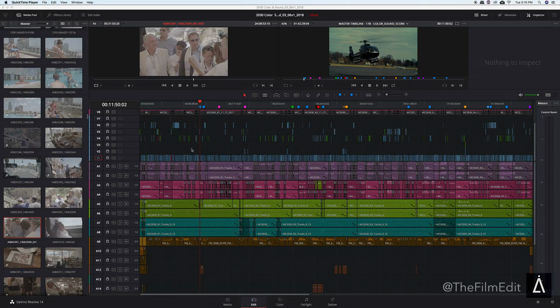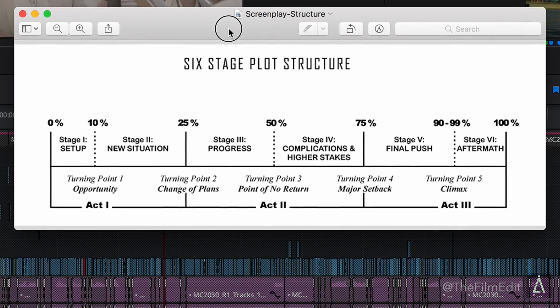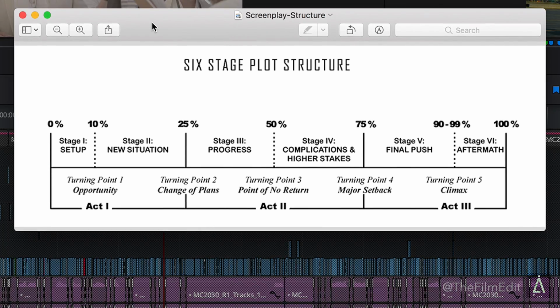And obviously, as you know, a feature film is broken down into 5 reels, sometimes 6, sometimes 7 reels at most. I personally like to do 5 reels, and the reason for that is because I like to follow something called the 6-stage plot structure, and we're going to be taking a look at it right here. The 6-stage plot structure is essentially a guide for you to structure your film.